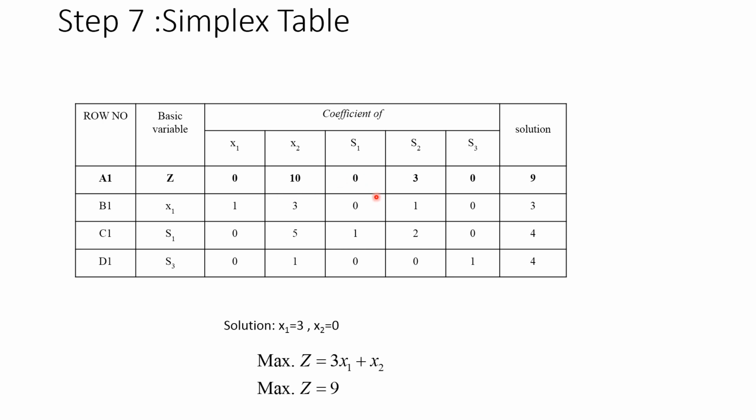So this will be your final table, okay, where this will be your key row and key column. So what is your solution? So z is 9, your x1 is 3, okay, your basic variable x1 is 3, x2 is not here, so x2 is 0. Okay, so your optimal solution is z equal to 9 will be your optimal solution.